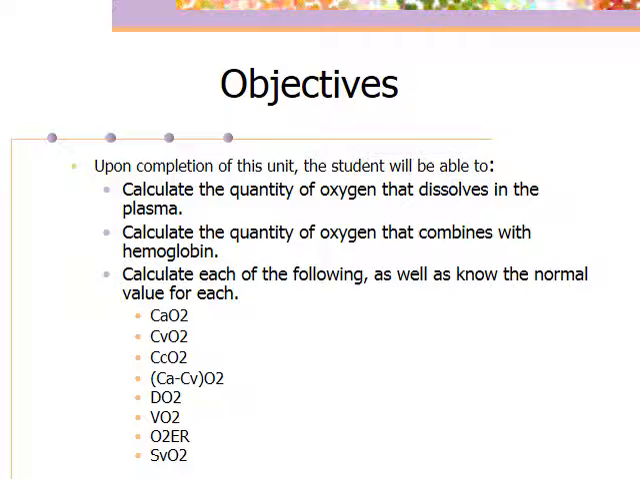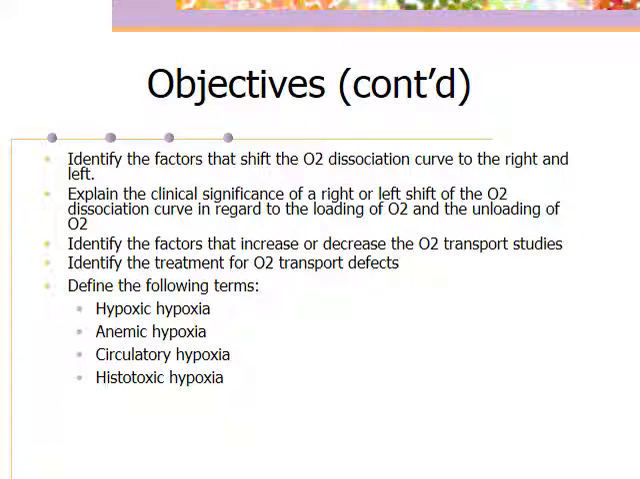Upon completion of this unit, you will be able to calculate the quantity of oxygen that dissolves in the plasma, as well as the quantity of oxygen that combines with the hemoglobin. This unit is probably one of the most difficult units in this class. It has calculations and abstract concepts of CO2.